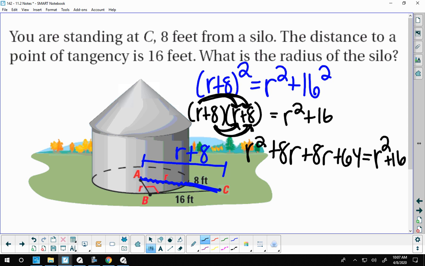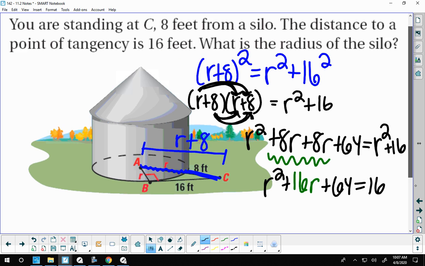Now what we want to do is combine like terms here. So we're going to simplify the left side. 8r plus 8r is 16r. So we really have r squared plus 16r plus 64 equals r squared plus 16.